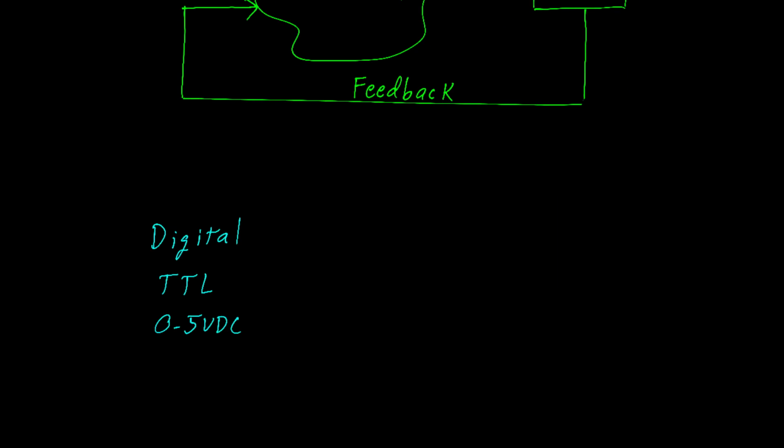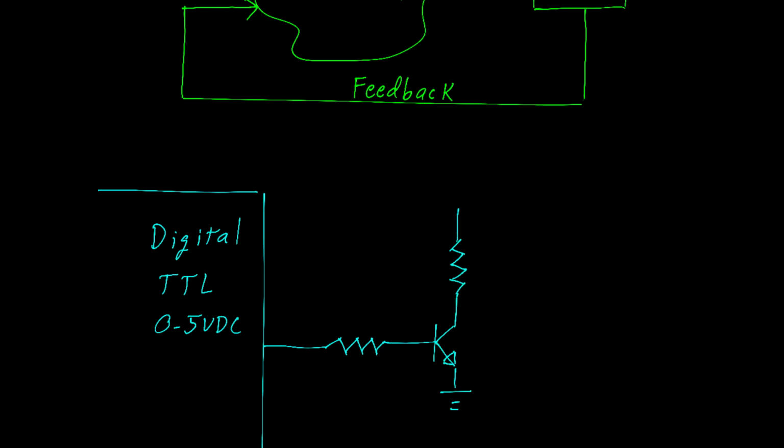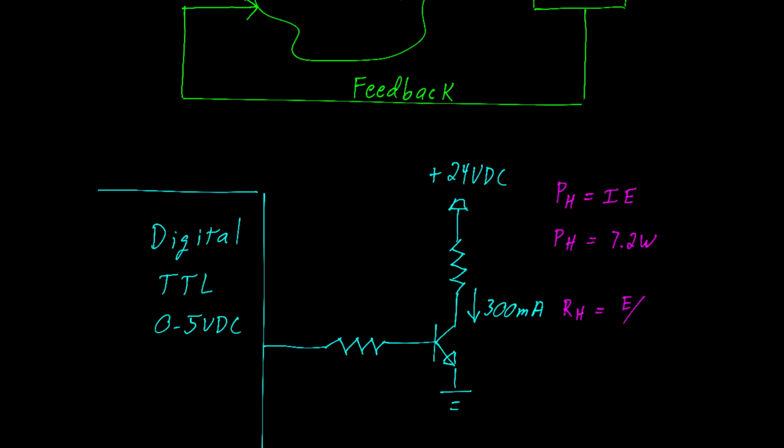Being that this is a video about forced beta and transistors, here's a solution. Suppose we have a 24 volt source. We assume 300 milliamps is flowing through our heater, which in this case is drawn as a resistor. If you want, you can do the calculations. So the power in the heater is the current times the voltage, which is about 7.2 watts. The heater resistance is the voltage divided by the current, which is about 80 ohms.